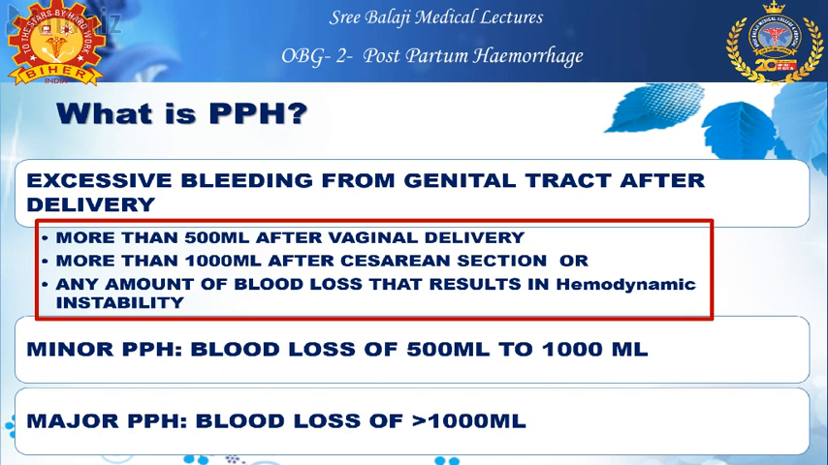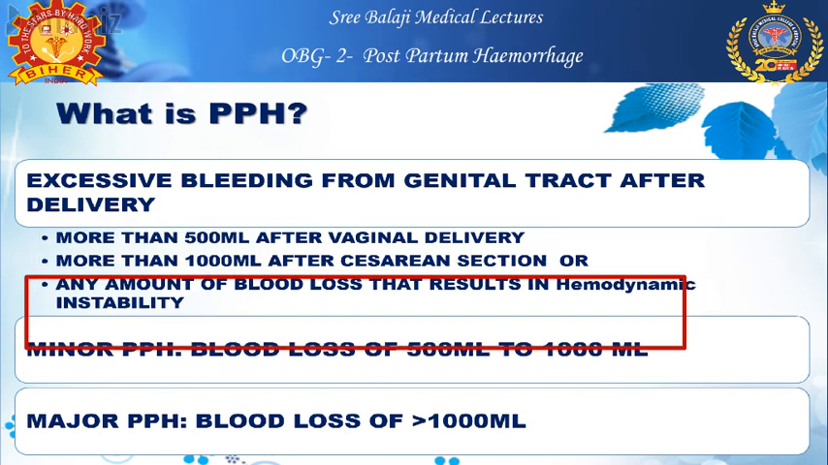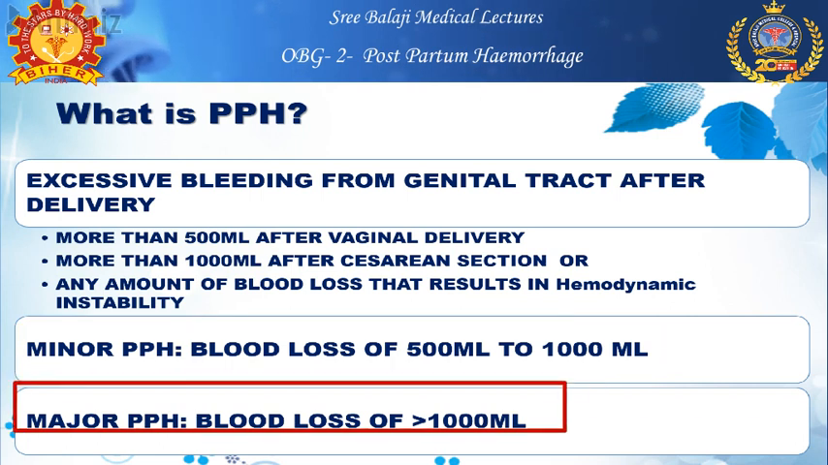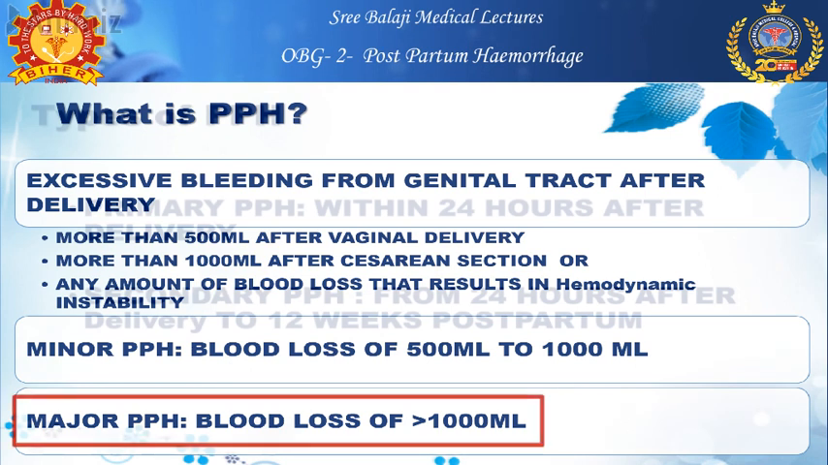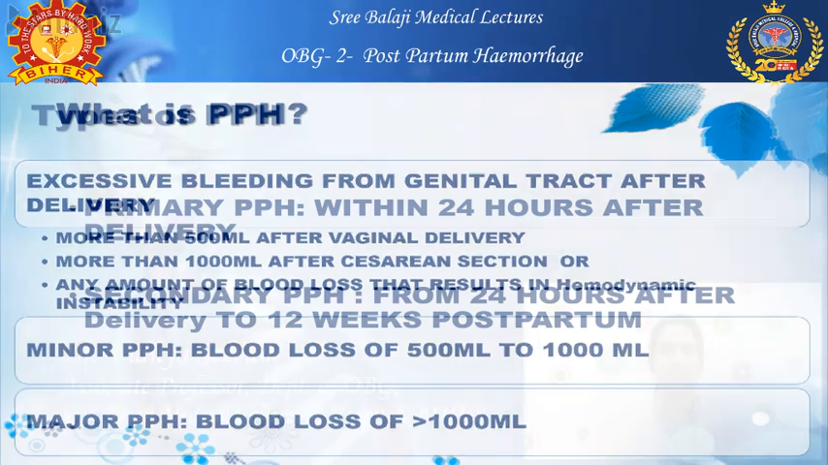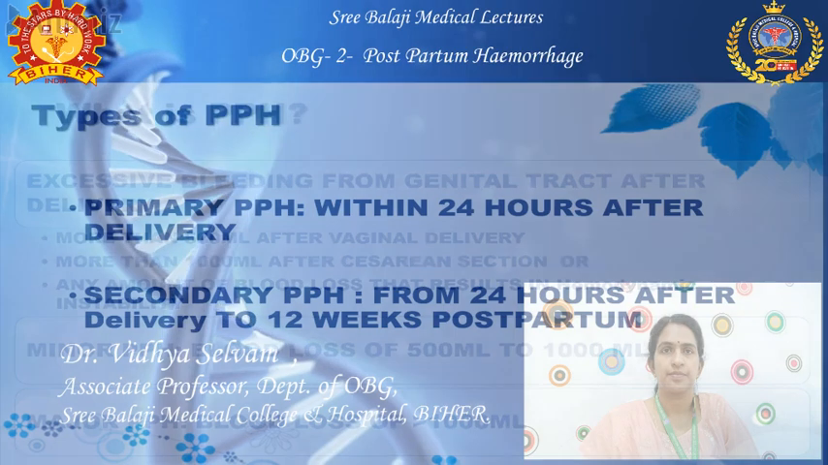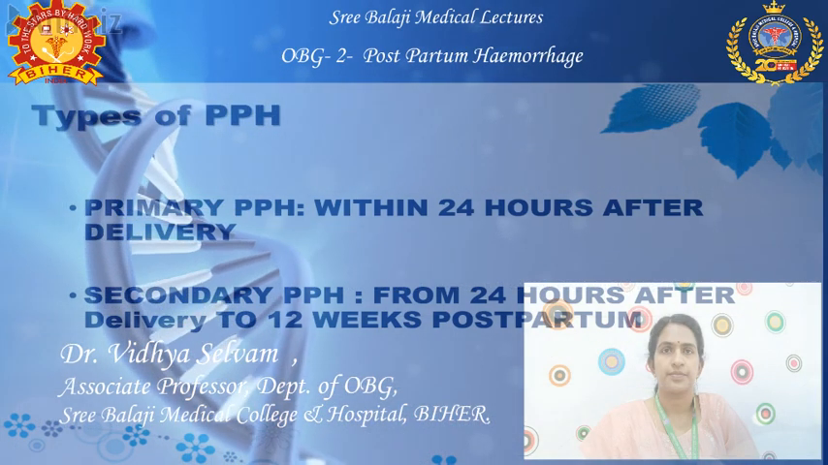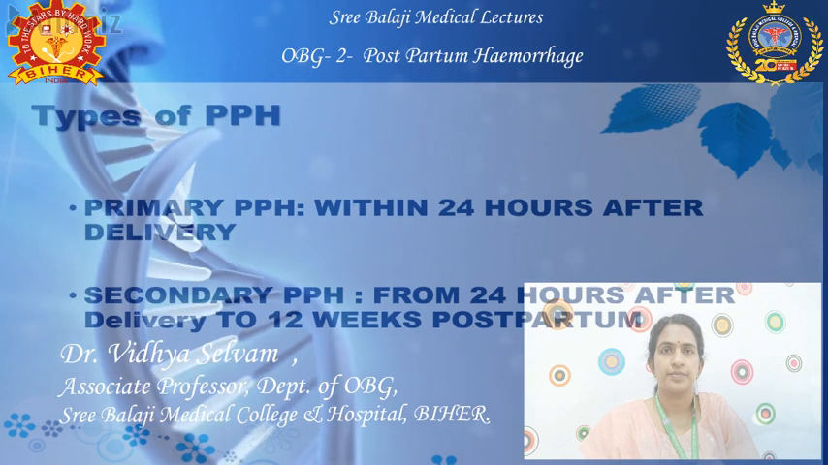Depending upon the severity, it is classified as minor PPH and major PPH. Minor PPH is blood loss of 500 to 1000 ml and major PPH is blood loss of more than 1000 ml. Depending upon the time of onset of PPH, it is classified as primary PPH and secondary PPH. Primary PPH is onset within 24 hours after delivery and secondary PPH is onset from 24 hours after delivery to 12 weeks postpartum.